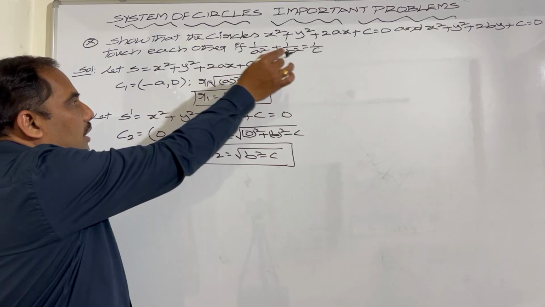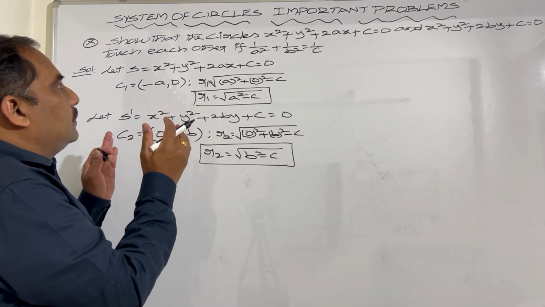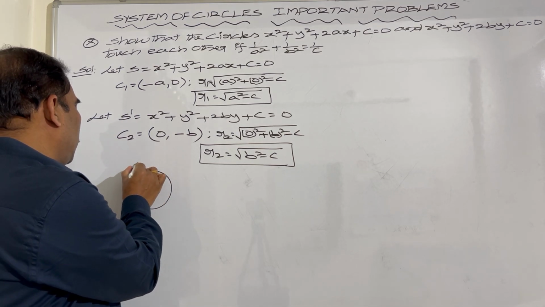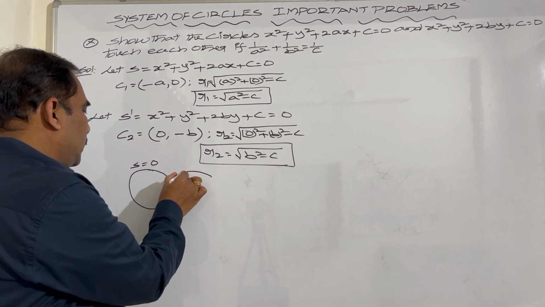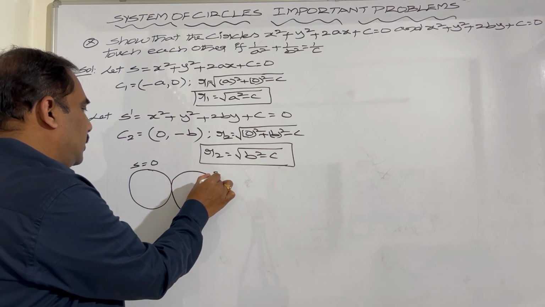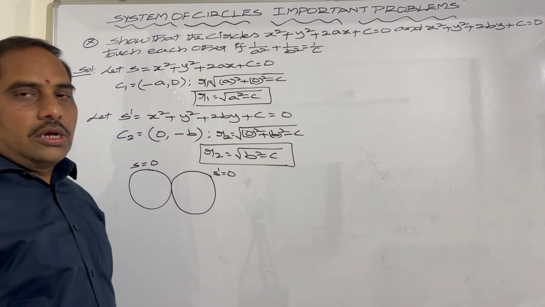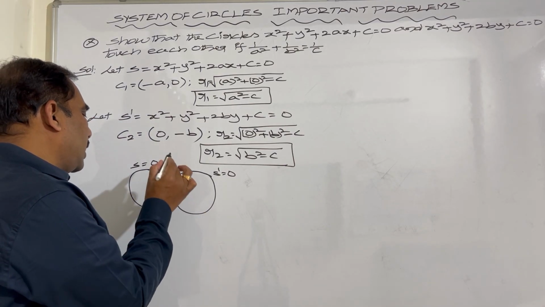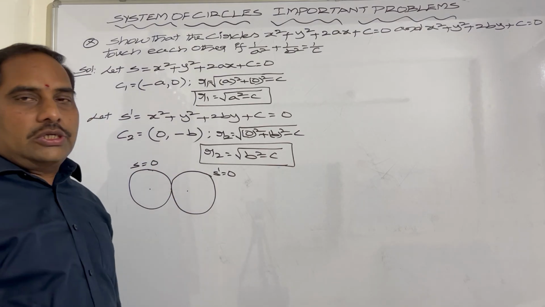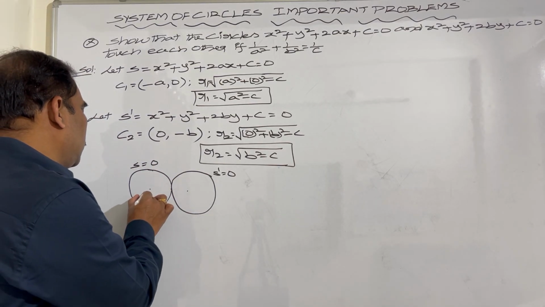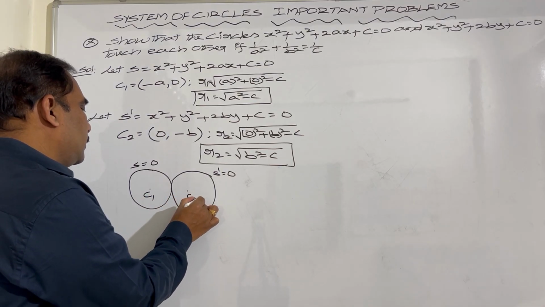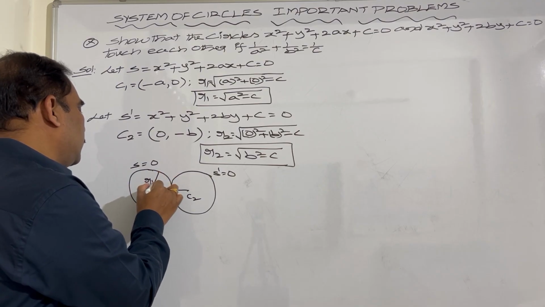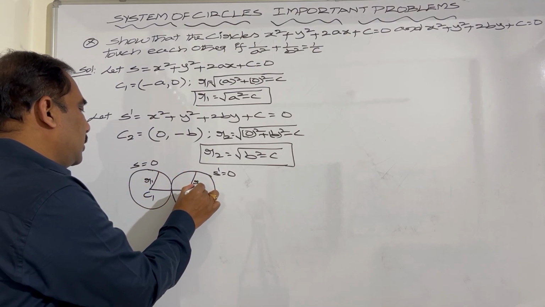Now what are they telling? Clearly, if the circles touch each other, suppose you take the circle S is equal to 0 like this and the circle S dash is equal to 0 like this. These two circles touch each other either externally or internally. Now I consider that the circles touch each other externally. So this is center C1 and this is center C2, this is radius R1 and this is the radius of the second circle, that is R2.